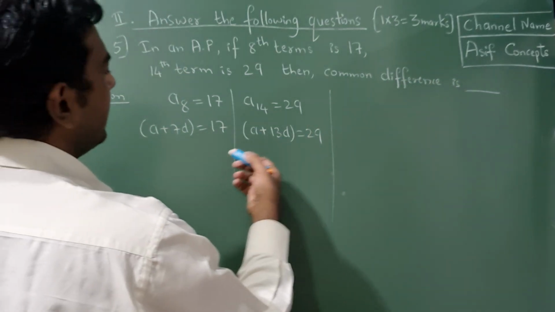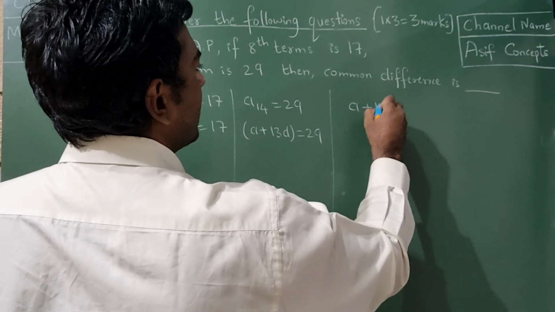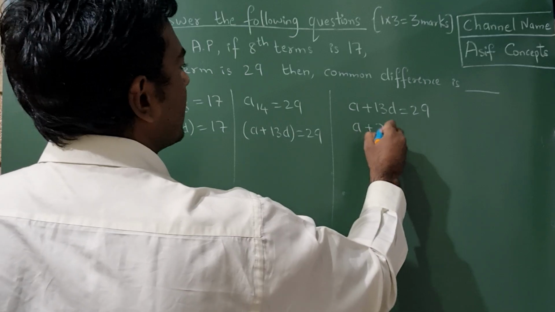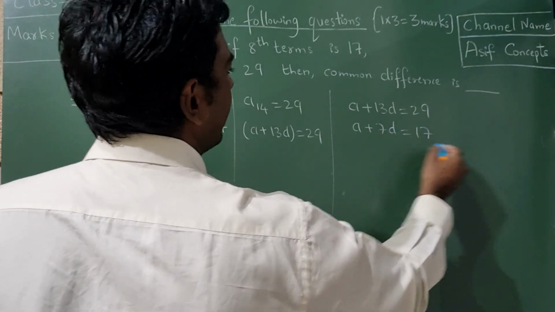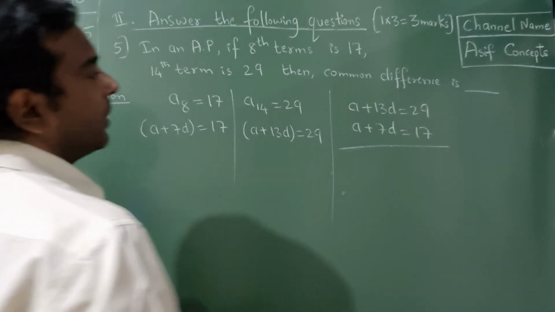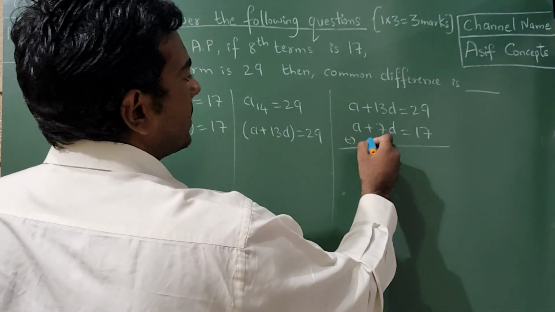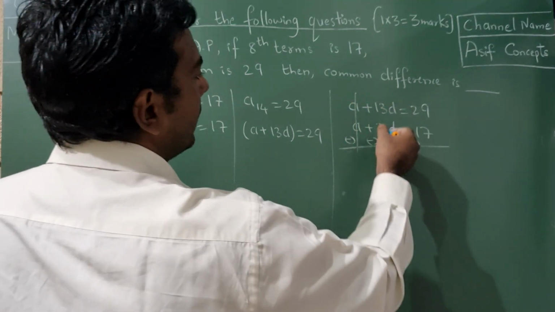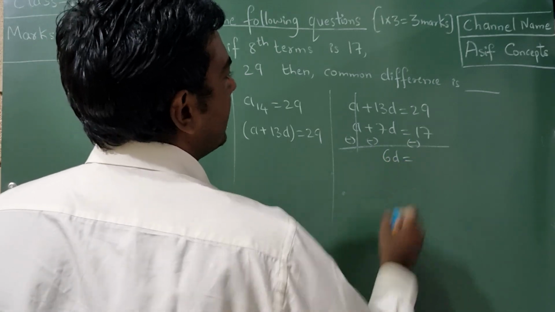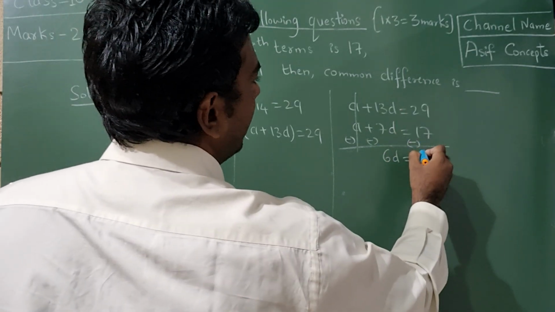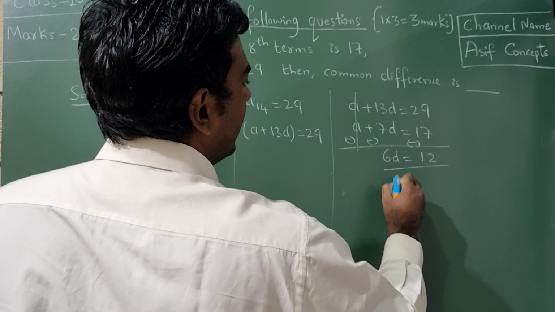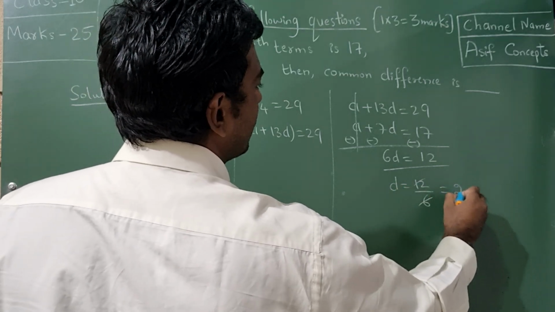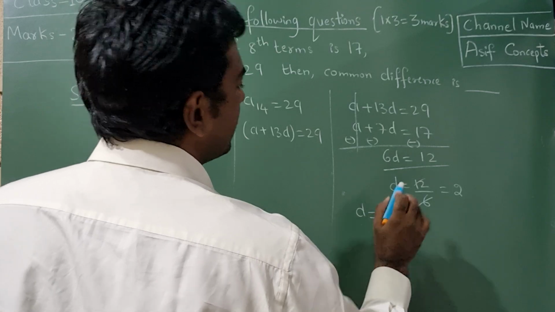So I'm going to write this A plus 13D is equal to 29 and A plus 7D is equal to 17. Solve by elimination method. So minus, minus and minus here. These two get cancelled. 13 minus 7 is 6D and this will be how much? 12. So D value will become 12 divided by 6. So 6 ones are 6, 6 twos are 12. So the common difference is 2.